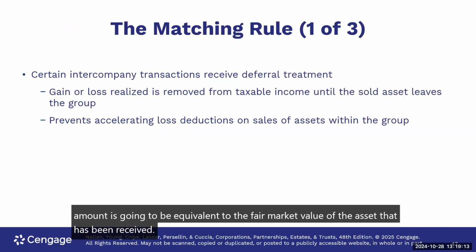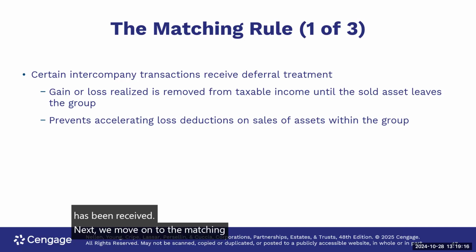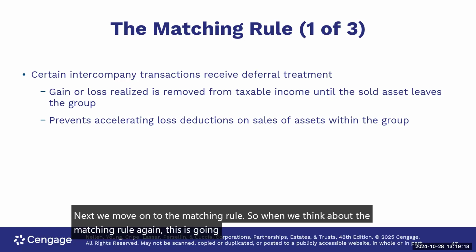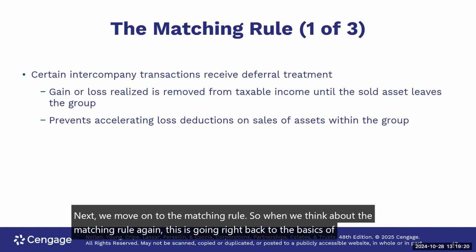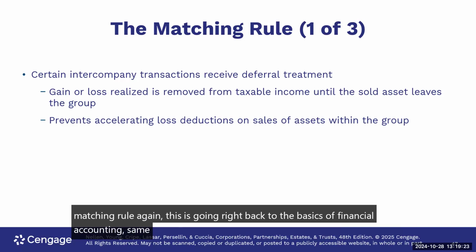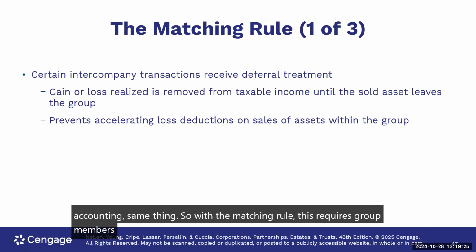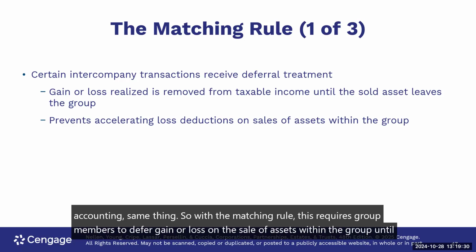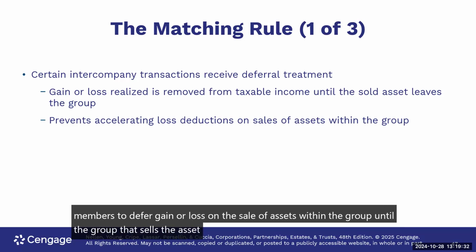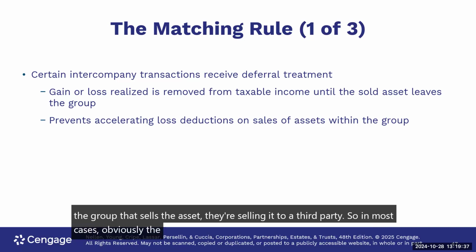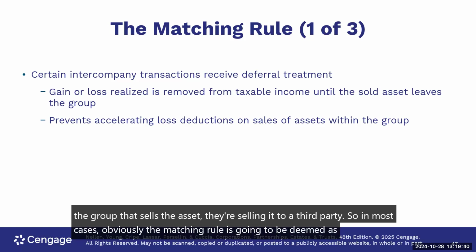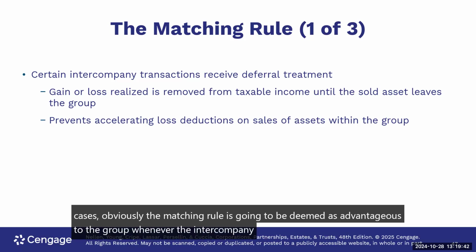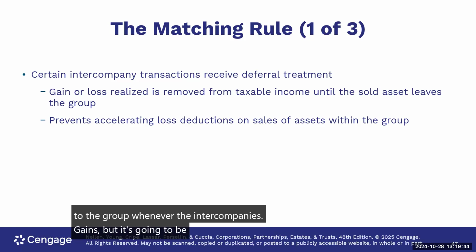Next, we move on to the matching rule. When we think about the matching rule, again, this goes right back to the basics of financial accounting. The matching rule requires group members to defer gain or loss on the sale of assets within the group until the group sells the asset to a third party. In most cases, the matching rule is going to be deemed advantageous to the group whenever the intercompany sale produces gains, but disadvantageous whenever there is a loss.